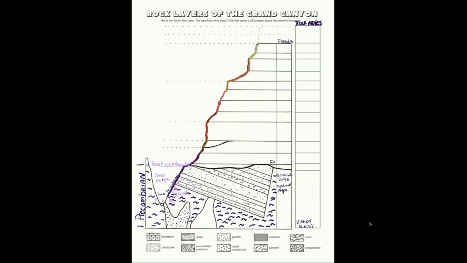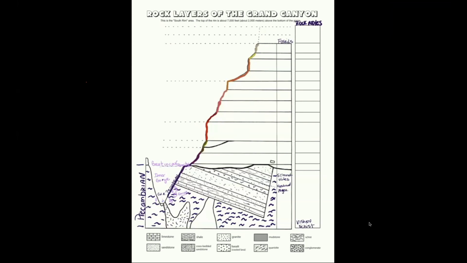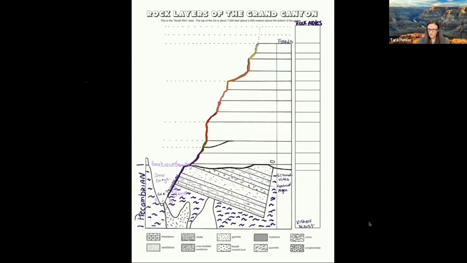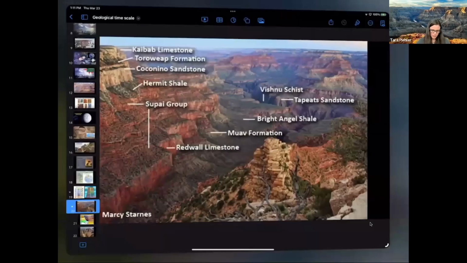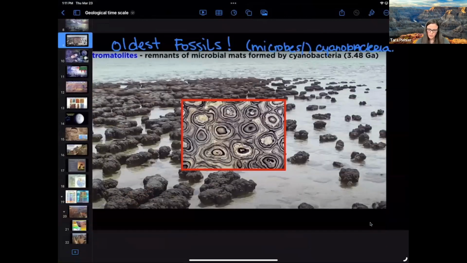Is everybody keeping up, or do I need to slow down? No. Okay, so the stromatolites. Slow down, please. Okay, while you do that. Here we go. Those are stromatolites.